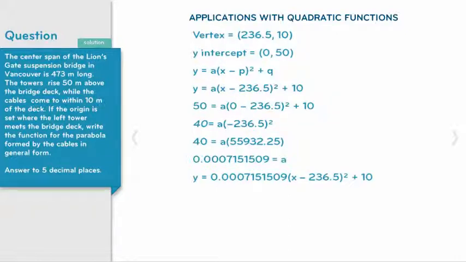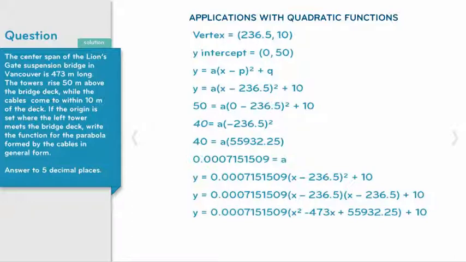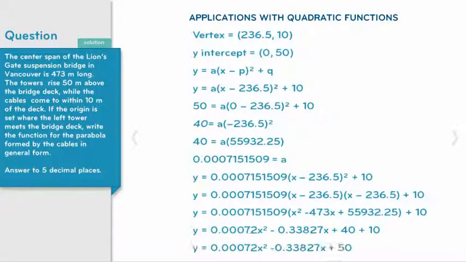So following order of operations means that we need to square x minus 236.5, and when we do that, we get x squared minus 473 x's plus 55,932.25. We need to multiply all of those values by our a value. Rounding to 5 decimal places, we get that y equals 0.00072 x squared minus 0.33827 x's plus 40. Adding the 10 that was always there on the outside of the bracket gives us a c value of 50.